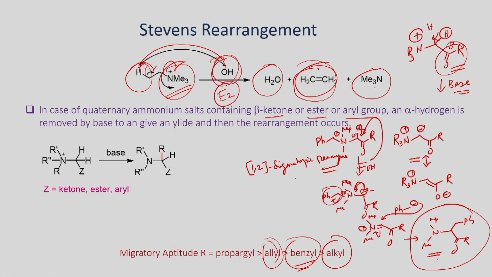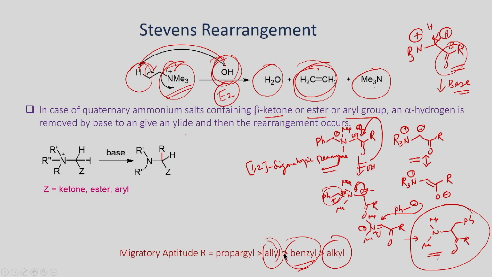And in this case, if you look here, if you have the carbonyl group, it can be stabilized as an enolate as shown here, and then it can be an ester, ketone, or aryl group. You can try to deprotonate the alpha hydrogen using base, and you can make the ylide, which can undergo rearrangement through a 1,2 sigmatropic rearrangement to give this addition product.